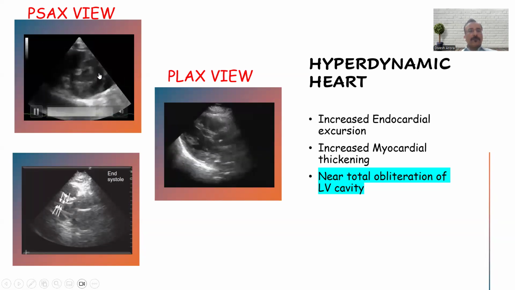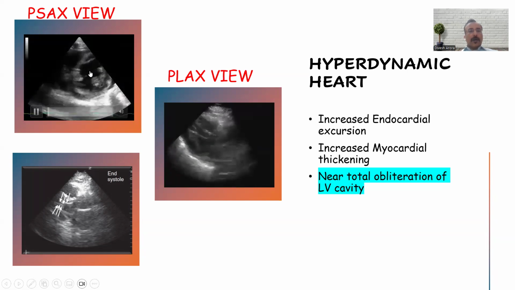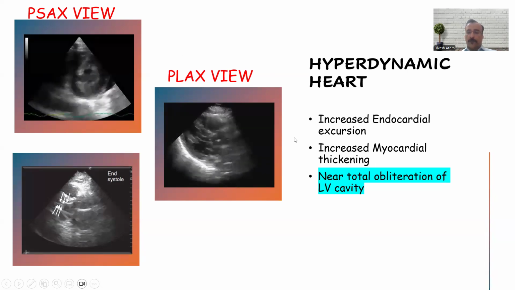In the short axis view, you can see there is a tachycardia. The entire walls are contracting towards the center and there is a near total obliteration. So this reflects a hyperdynamic heart in various views.